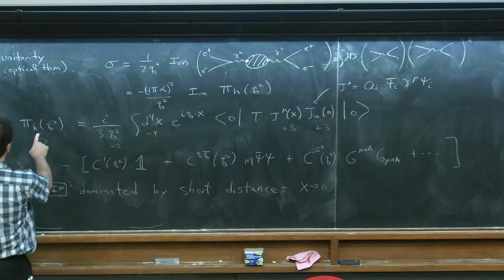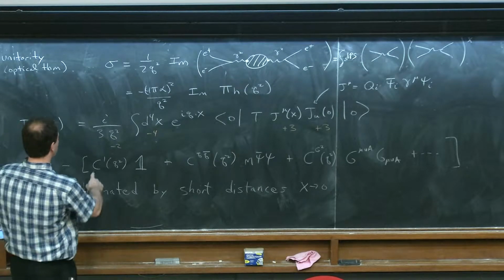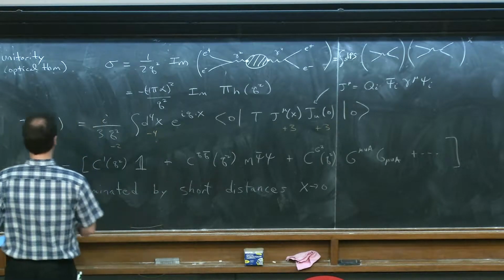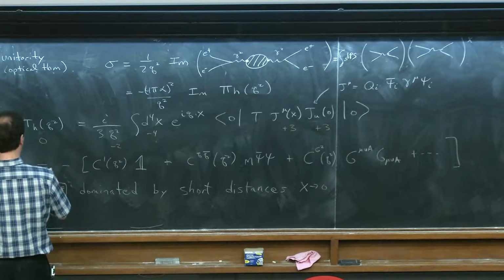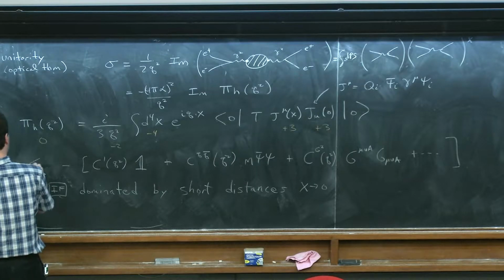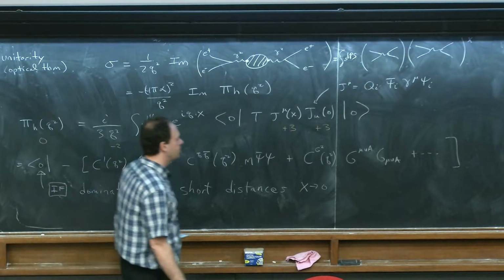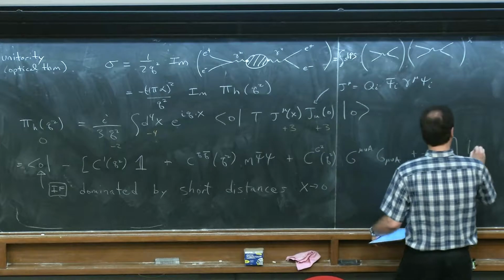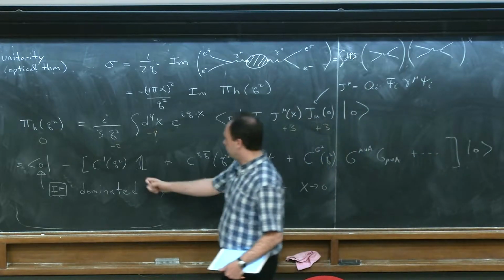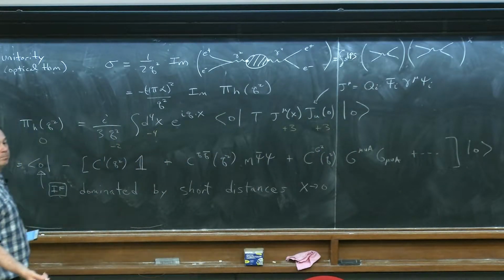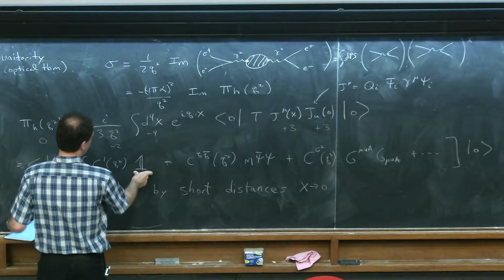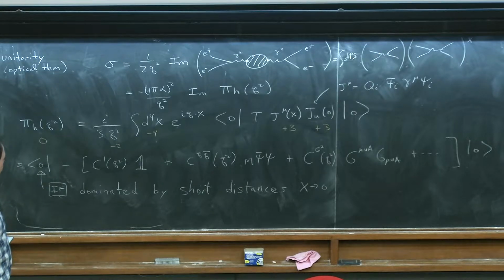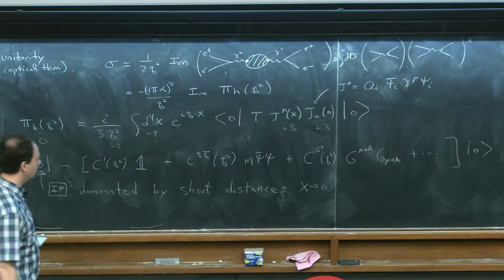So if we think about this pi h of q squared, what I've written is a bunch of operators, but then I take the vacuum matrix element of them. So I left that out. There's a vacuum matrix element of this expansion. And the vacuum matrix element of this identity operator is just giving 1. So at this level, there's nothing showing up that depends on any hadronic physics.